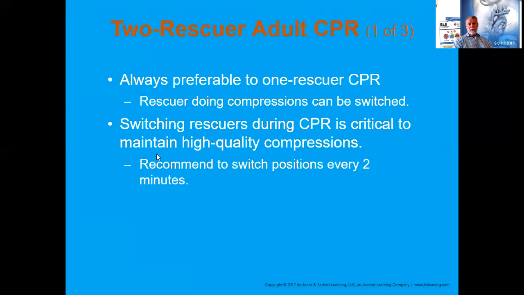Switching rescuers during CPR, right? It's all about high-quality chest compressions and avoiding fatigue. That's best achieved if you switch out every 2 minutes.